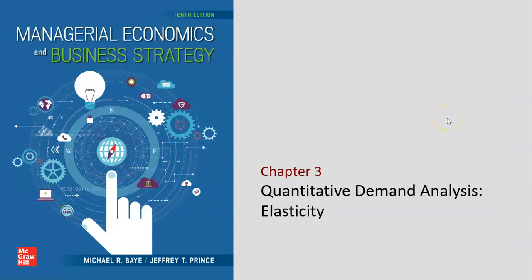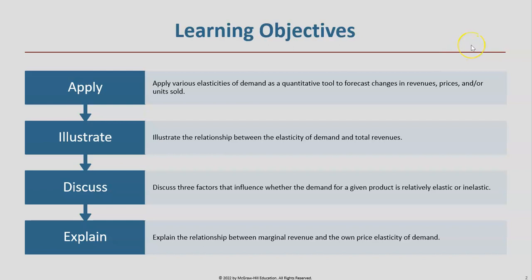Chapter 3. Okay, in Chapter 3, we're going to think about quantitative demand analysis, and this is the elasticity portion of Chapter 3. In terms of learning objectives, we're going to look at the first four. Learning objective 1 is to apply various elasticities of demand as a quantitative forecasting tool. Okay, so we can use this to evaluate changes in revenues, prices, and/or quantities sold.